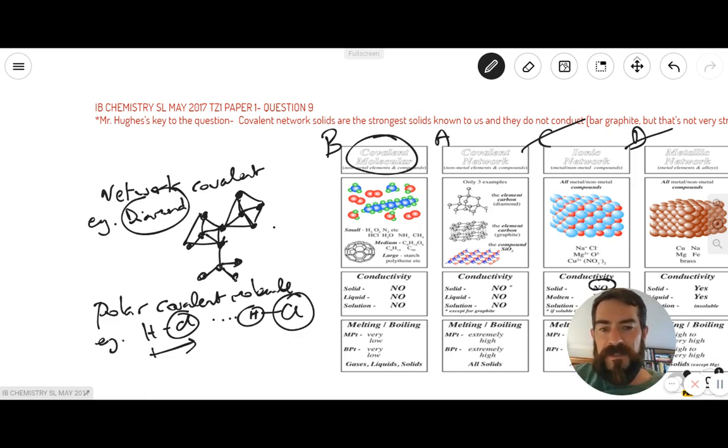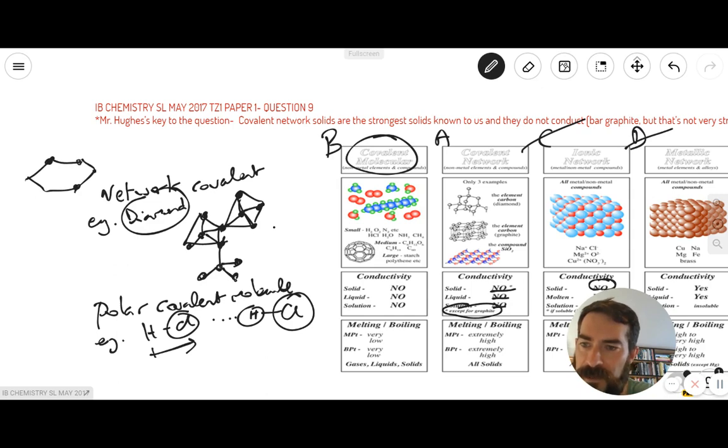And therefore, because all of the carbons are involved in covalent bonding, there are no free electrons to conduct electricity. So in the solid state, diamond does not conduct electricity, neither does it in the liquid or in the solution states. There's a little exception here for graphite. Of course, graphite, you need to know, has a hexagonal shape to it. So each of these carbons here is at the points of the hexagon.